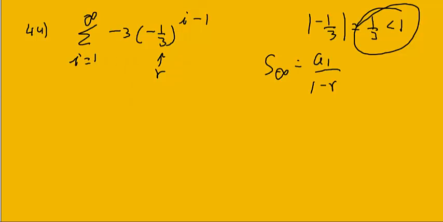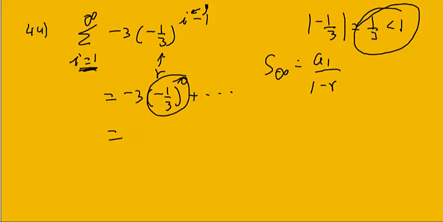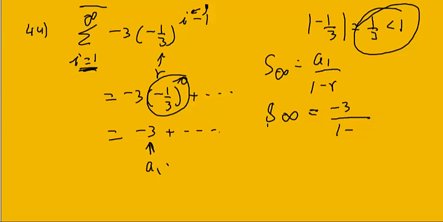All I have to do is put in 1 right there for the i, because that's my starting point. So my first term is negative 3 times negative 1/3 to the 0, plus dot dot dot, and anything to the 0 is 1. So negative 3 plus dot dot dot. So my first term is negative 3. That's my a sub 1. So when I add all that up, I don't have to actually work it all out. I just have to add them up using the formula. That's going to equal negative 3, all that over 1 minus the ratio.